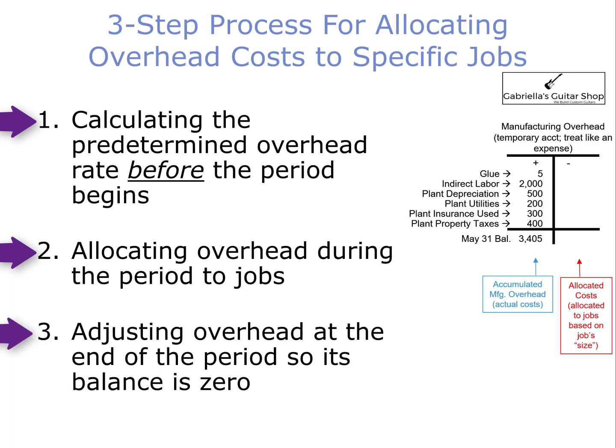Then later we will adjust overhead either up or down so its balance is zero at the end of the year. Remember, it's a temporary account, so it has to be zeroed out at the end of the period.